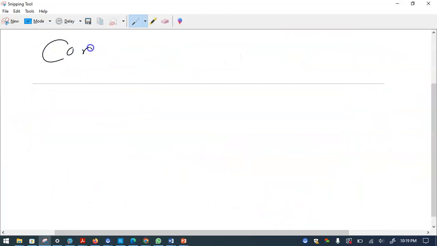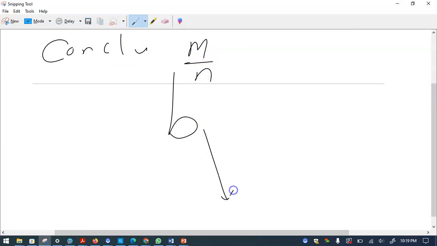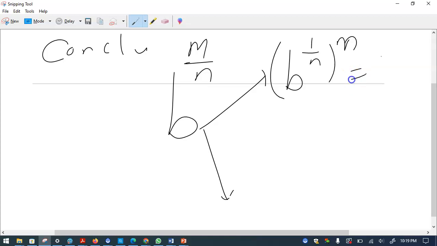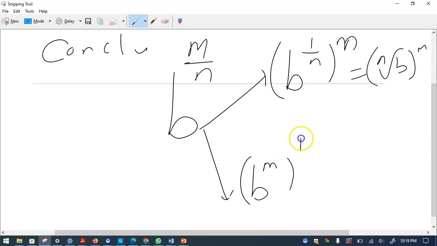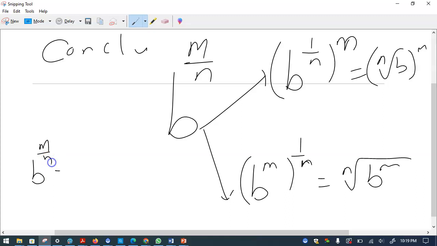So the conclusion is, if you have b raised to m over n, you can write it two different ways. One is b raised to 1 over n, raised to m, which is the nth root of b, raised to m. Or you can write b raised to m inside and 1 over n outside, and then this is what it means. So eventually the formula goes like this. If this is the case, this is the same as the nth root of b raised to m.